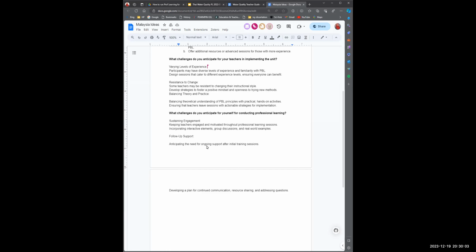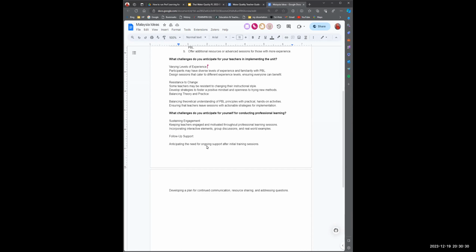We expect we don't have enough time, so we will have several challenges in sustaining engagement with the expected participants, the teachers. They might be motivated, but I'm afraid if we are not engaging enough, giving enough feedback, we might lose their motivation or interest through implementing project PBL. And of course, follow-up support.